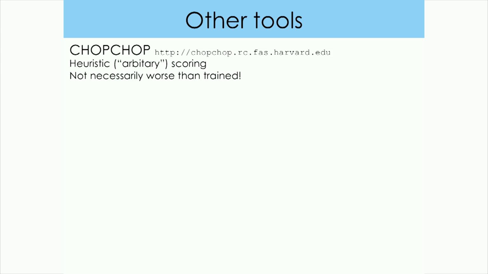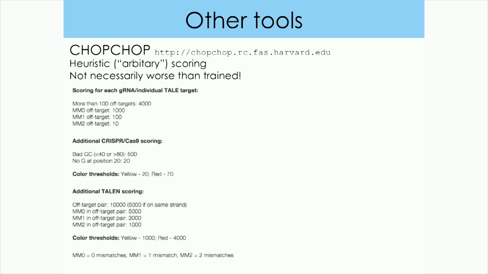Other servers that are out there might be really useful. There's one called Chop Chop. This is from Harvard. Chop Chop uses a non-trained scoring scheme, so it uses what we would call a heuristic scoring algorithm. This is another word for saying it's arbitrary. This is the scoring scheme.